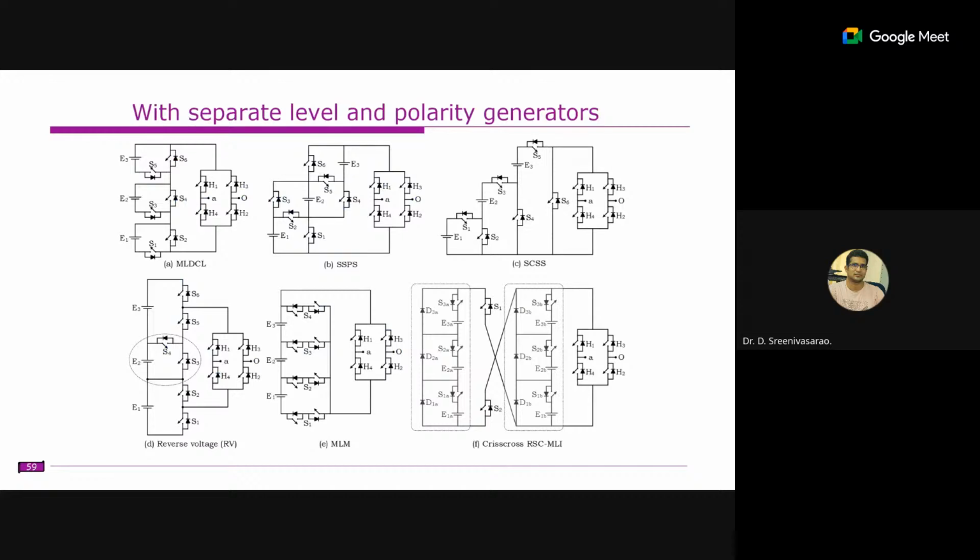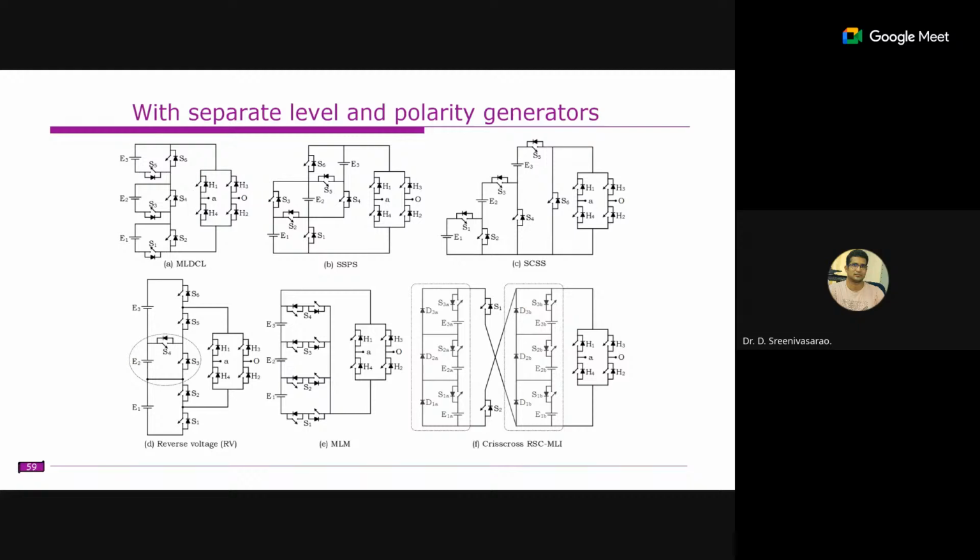So this one is the separate level and polarity generators. That means the inverter is divided into two parts. One is the level generator part, and another one is the polarity generator part, right? This one is the level generator. It is responsible for producing levels like 0 level, 100 volts level, 200 volts level, likewise. So all are unipolar levels. Whereas this H-bridge is responsible for converting these levels into the positive half cycle and the negative half cycle. Right. Now I think you will understand, right?